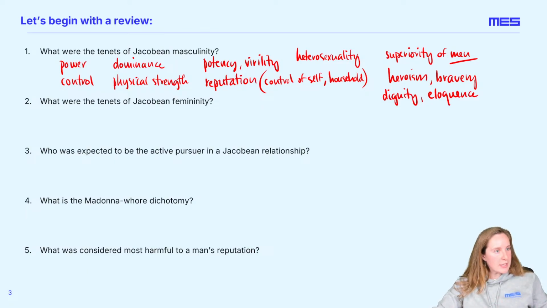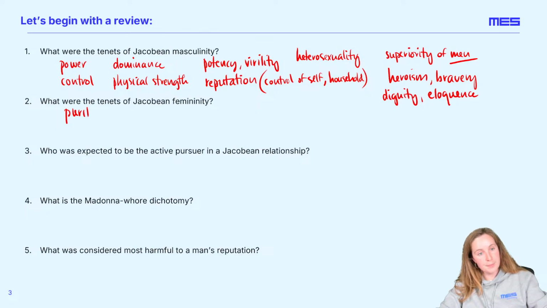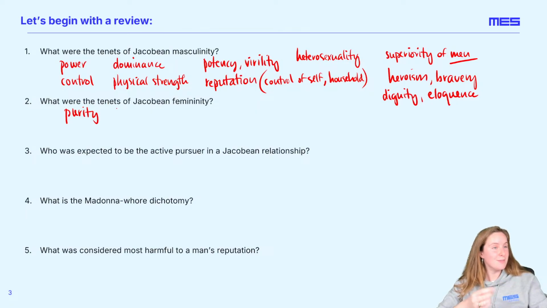So there's quite a lot here, right? Then let's think about femininity and what this looks like. For femininity, first and foremost, we have this idea of purity. Purity both morally, but also fundamentally, physically, in terms of virginity. Here as well, we have beauty, of course.